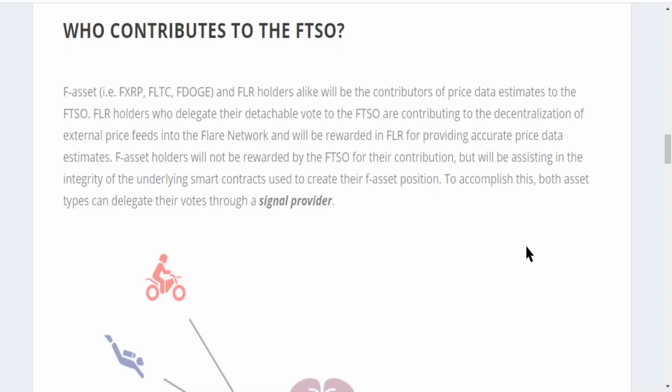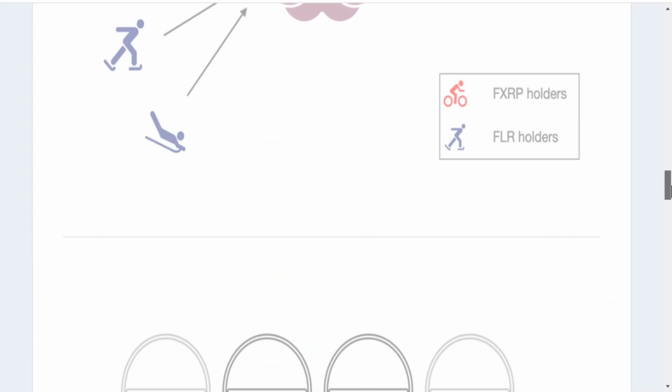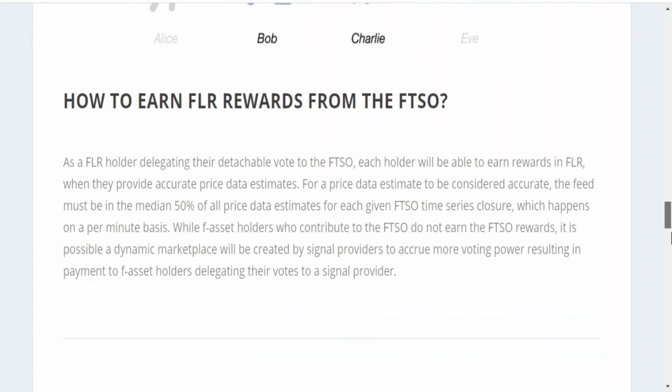Utility, storage demand, yield. Those three are the magic combination. All right, now we're going to move along to go into more of the FTSO here.